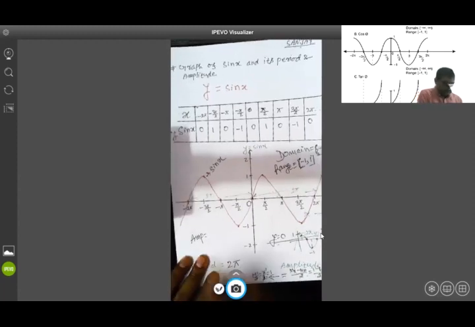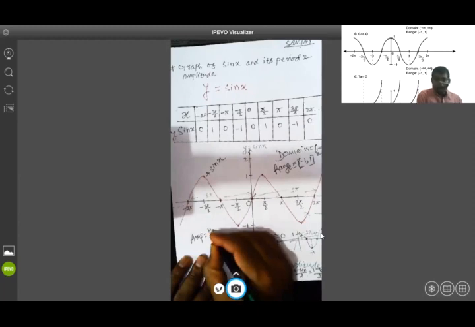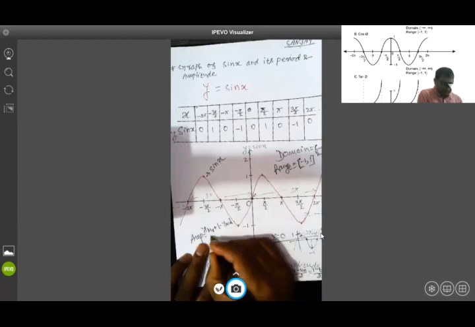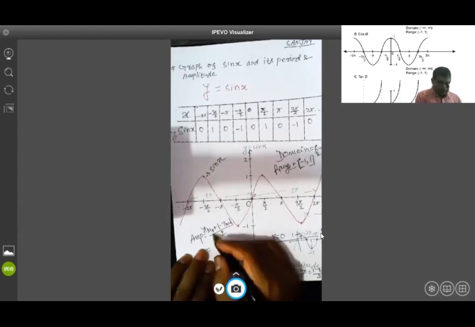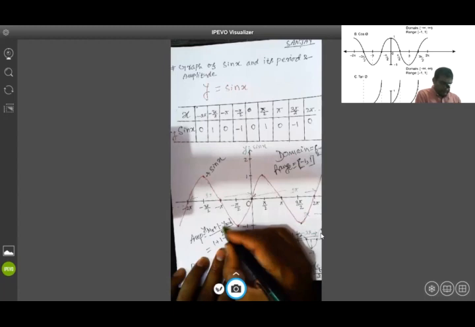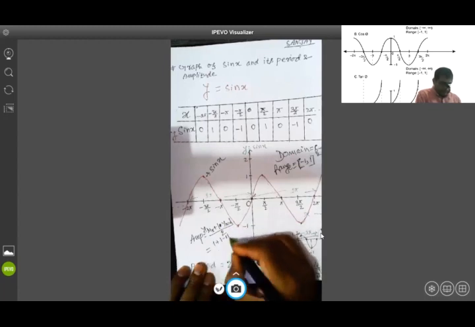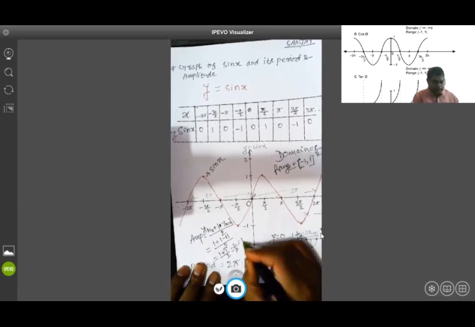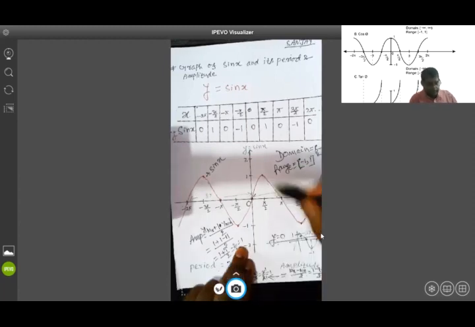All right. Amplitude is found by taking the maximum y plus the absolute value of y minimum, divided by 2. That means y maximum, you can see here, is 1, plus the absolute value of y minimum, which is here -1. So it is 1 plus the absolute value of -1, which is again 1, divided by 2. So this is 2 divided by 2 equals 1. So we can say that the amplitude of the given sine curve is 1.